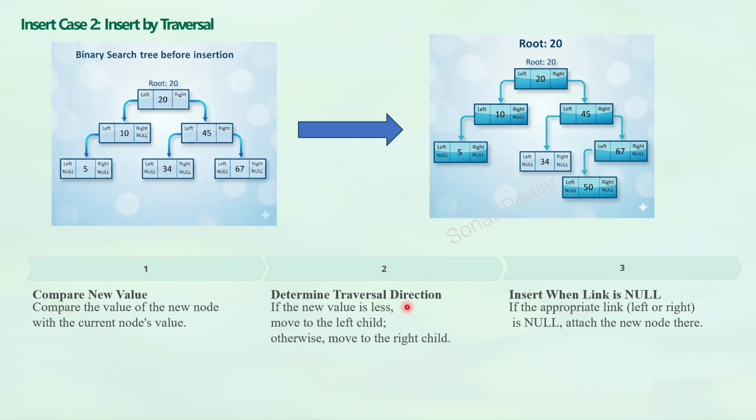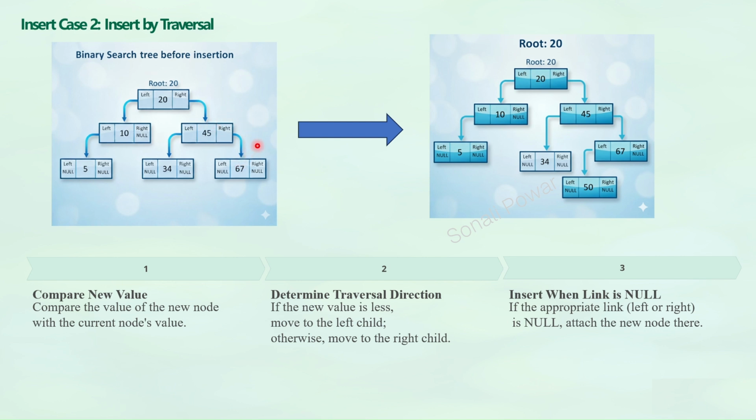Suppose you are trying to move to the left side but there is no path, it means left is null. At that time you will know that this is the proper place where I have to add the new element. For example, in this tree I want to add the value 50. First of all I will compare 50 with 20. 50 is greater, so I will move towards the right side. Again 50 and 45. 50 is greater, so I will move towards the right side.